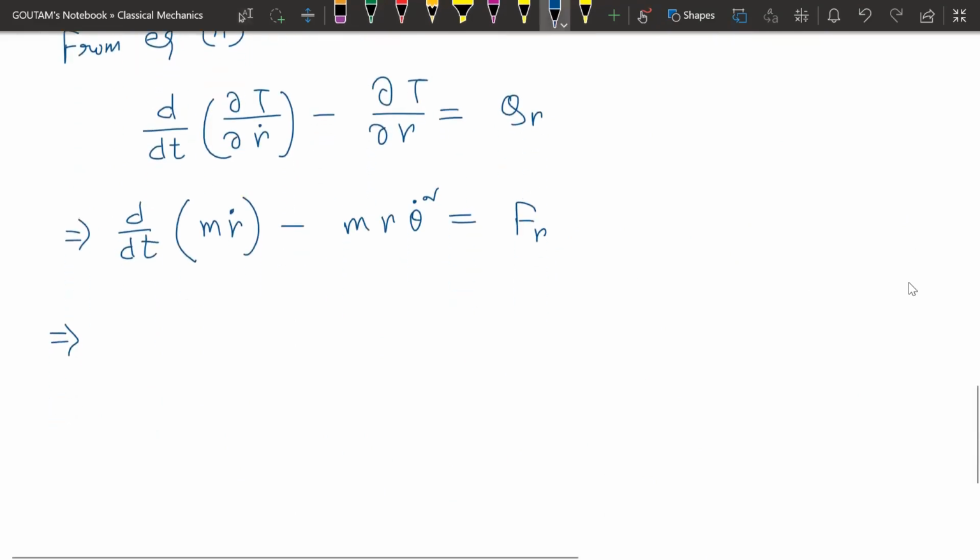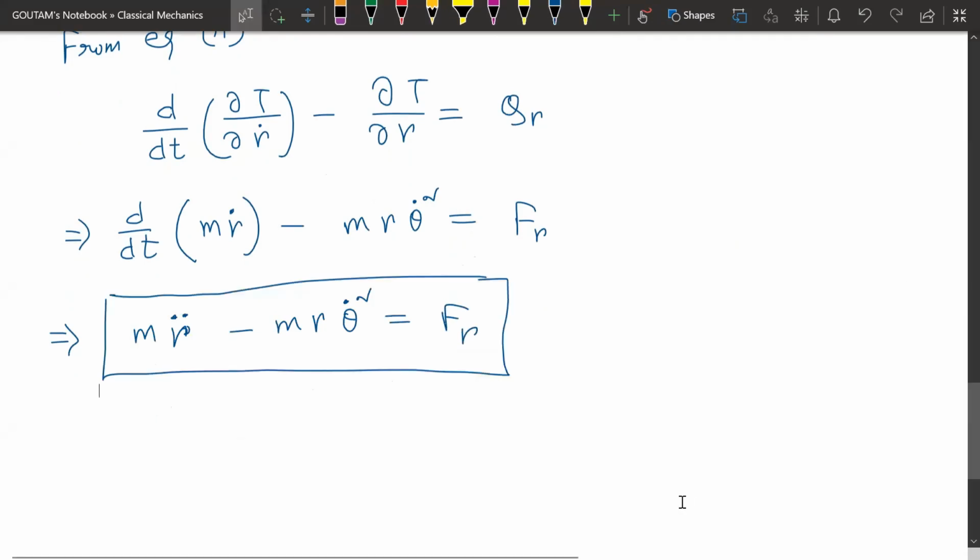What is d/dt of m r dot? M is a constant, then it is m r double dot equals m r theta dot squared equals F_r. So now look at this equation. What is r double dot?